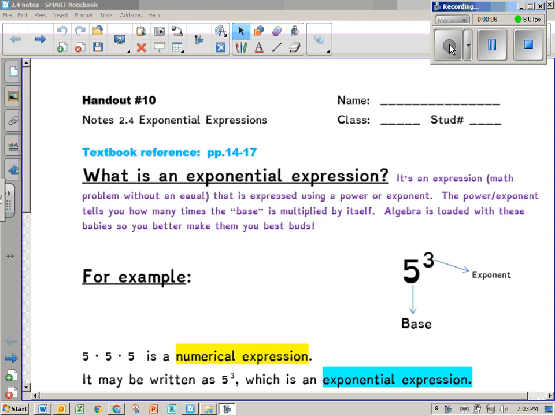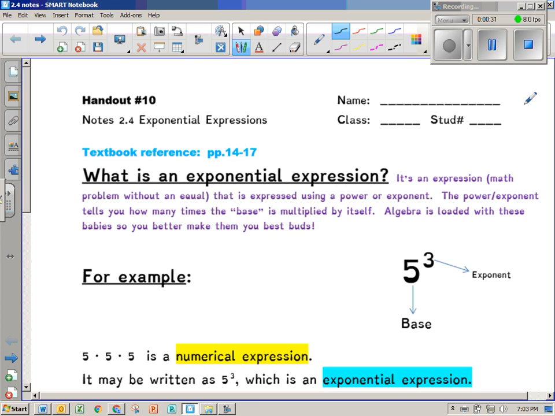Well, kids, we're about to start talking about powers. You may know a little bit about it, but we certainly haven't touched on it yet this year. So first we've addressed what is an exponential expression. Well, it's an expression, a math problem, that doesn't have an equal, meaning it's not an equation, but rather an expression. That's what makes it different, no equal sign.